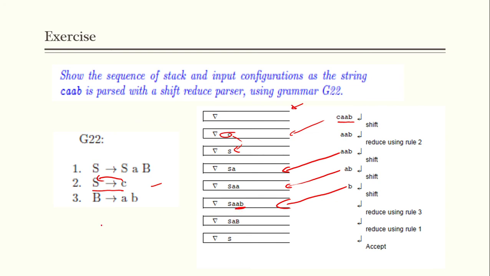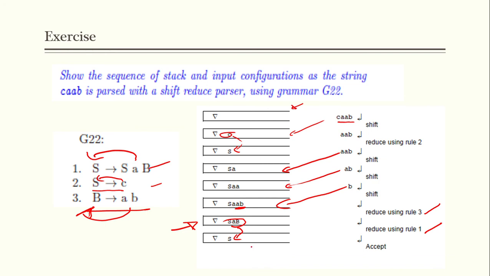AB, using rule number 3, you can replace it with P. So reduce using rule number 3. So AB becomes B, and now the new stack has SAB. Now you check whether SAB is on the right hand side of your grammar. Yes, using rule number 1, you can reduce SAB to S. So in the action column you have reduce using rule number 1. So SAB now becomes S.